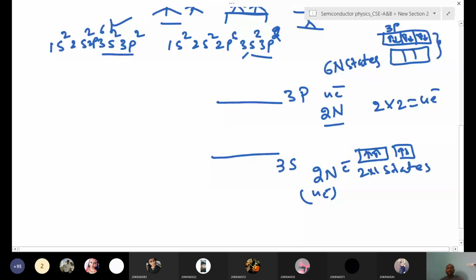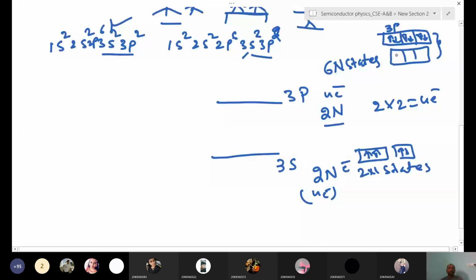Using these two in the s orbital, we can fill 4 electrons maximum, and in the p orbital 12. But in silicon, only 4 electrons are available in the 3p shell and 4 electrons in the 3s, 3p and 3s only.